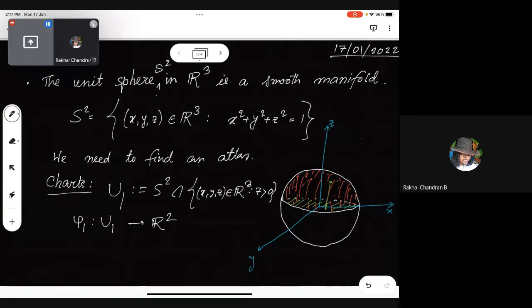So phi1 of (x, y, z) is (x, y). Does this make sense? Is it a one-to-one map?